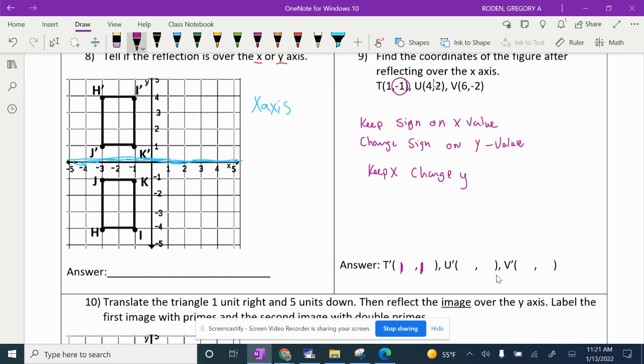U prime, I'm going to keep x, which is 4, and I'm going to change y. Well, it's a +2, so that's going to be a -2. So it's 4, -2. See that? And then v prime, I'm going to keep x, which is 6, and then I'm going to change -2 to a +2. So t prime is 1, 1. U prime is 4, -2, and v prime is 6, 2.